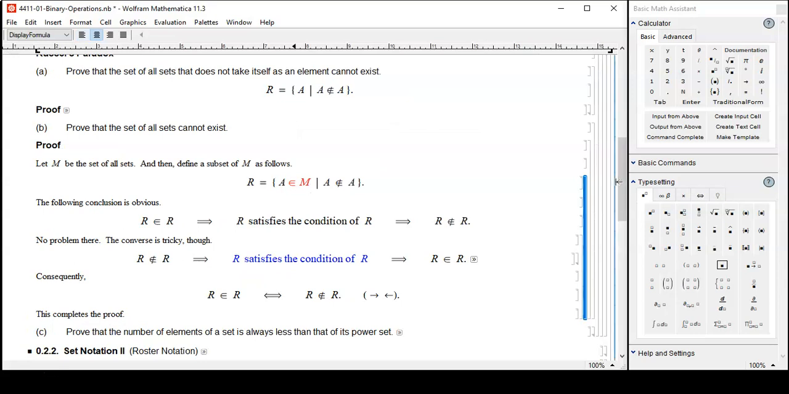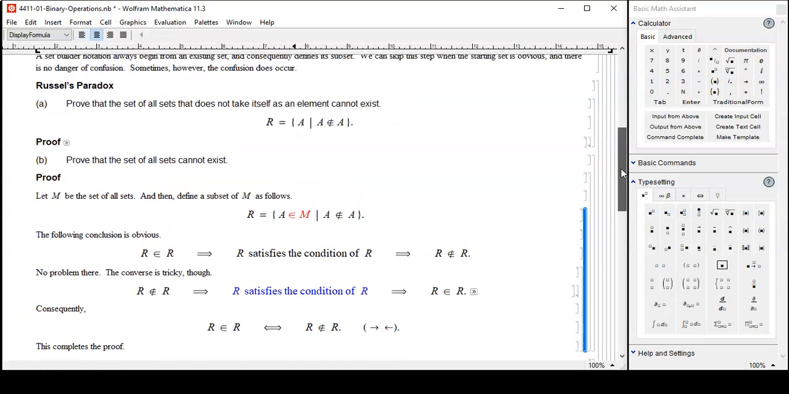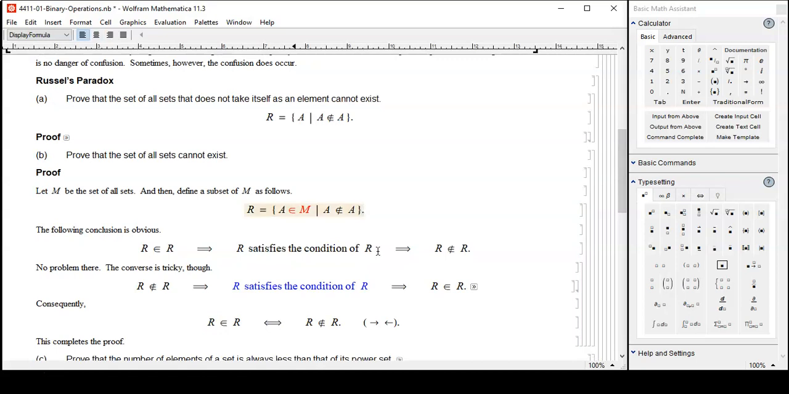How? Well, let's go with the same kind of argument here. If R belongs to R, then it satisfies this condition, so R is not a member of R. That's the same as before. Now, the converse is a bit trickier. If R is not a member of itself, then okay, it satisfies this condition, but it also satisfies this condition as well because M is the set of all sets. Therefore, R is a member of R, and thus, if R belongs to R, then R does not belong to R, and vice versa, so we have a contradiction.